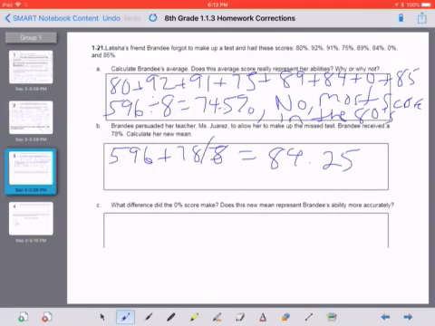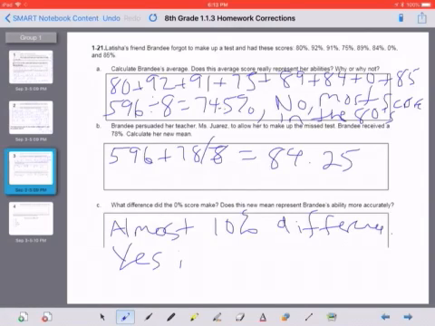So then it says, what difference did the 0% score make? Does this new mean represent her ability more accurately? So the difference, it made almost a 10% difference. And yes, it is more accurate.